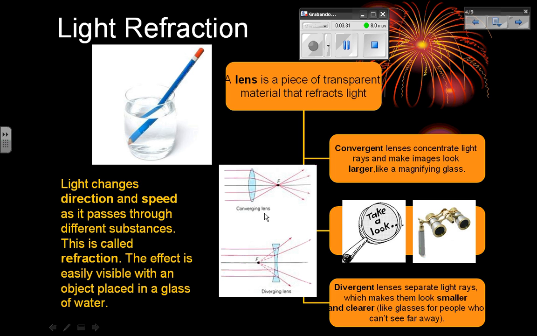With a converging lens, or convergent lens, the light rays shine through the lens and are concentrated towards a single point. With a diverging lens, or a divergent lens, the light rays pass through the lens and then are dispersed in different directions.